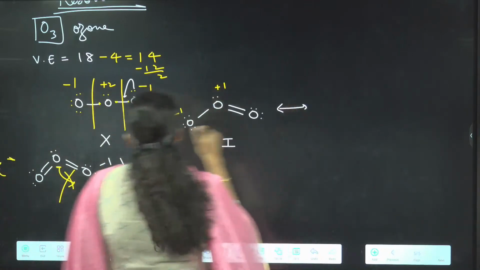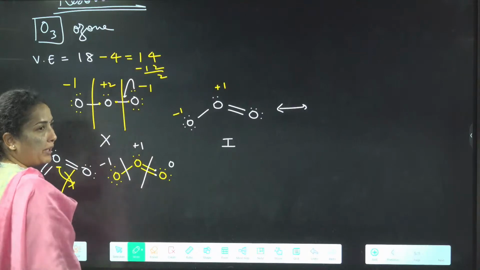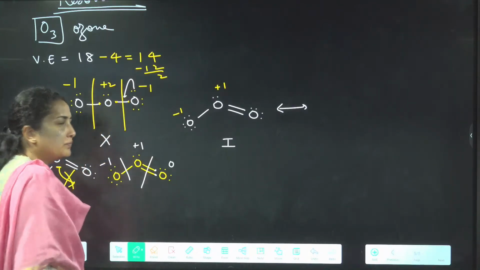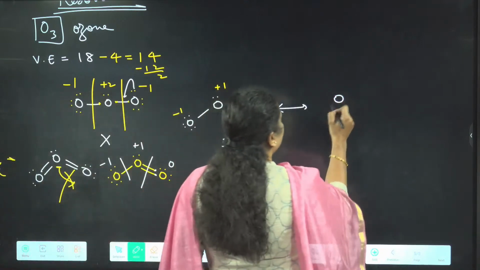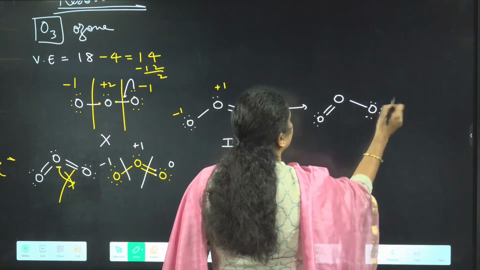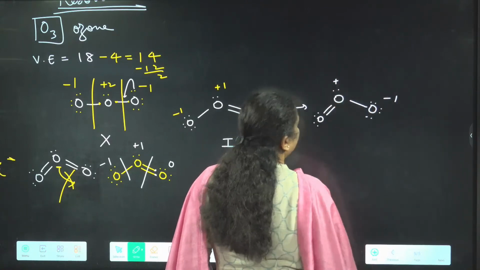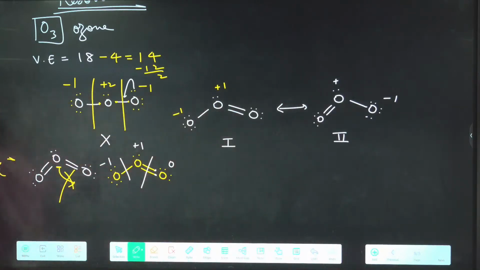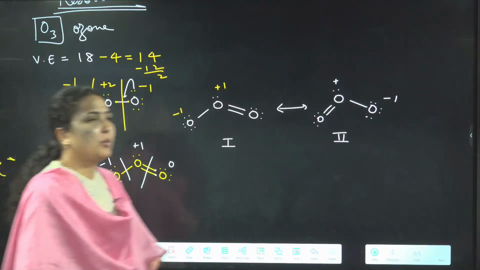But if you carefully observe, I have converted one of the lone pairs into the pi bond. I could have done like this also, no? From this side of the oxygen. So can I also expect one structure like this? Right? So this is the second structure. It is possible, no? Did you understand why I'm saying both structure 1 and 2 are possible?